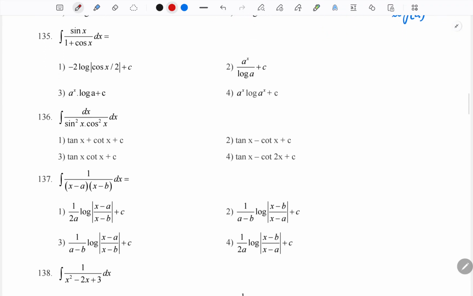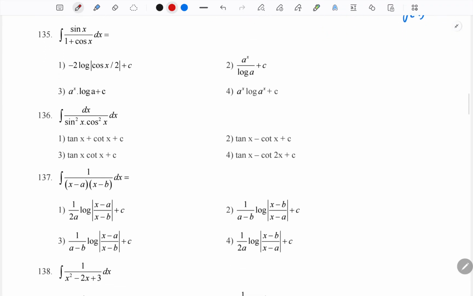Next question. It is also the same type of question, right? This type of question we already did. Okay, now we will do it a bit faster. First sin x. What is the sin x answer? We know, right? In trigonometry, what is sin 2x? 2 sin x cos x.